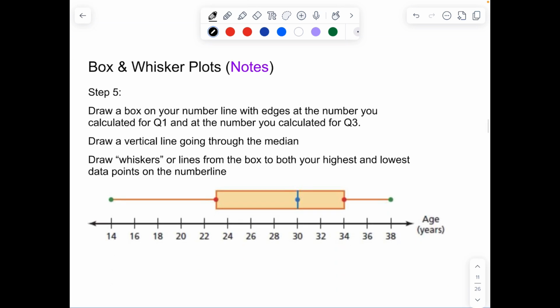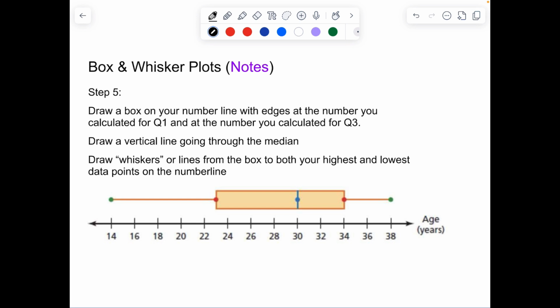Okay, and then our final step is to draw a box on your number line with the edges at the number you calculated for Q1 and the number you calculated for Q3. You're going to draw a vertical line going through the median, and then draw your whiskers, or lines, from the box to both your highest and your lowest data points on the number line.